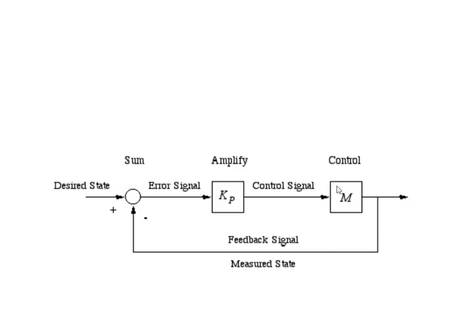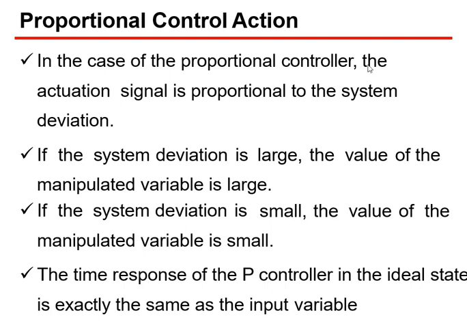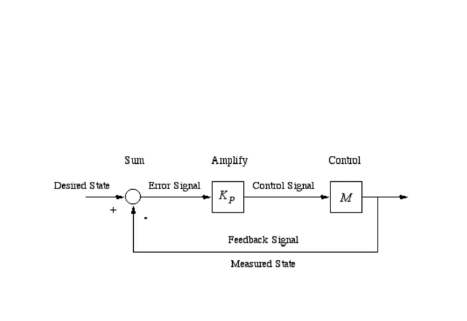If you see, this is the control, this is the feedback signal or measured signal, this is the desired signal or reference input that you have applied, this is the summing point, and the error signal is given over here. Now this error signal will be multiplied by the proportional constant and you get a control signal. In other words, this control signal is proportional to the error signal, and this error signal depends upon the deviation of the system. That's why it is written over here: in case of a proportional controller, the actuation signal is proportional to the system deviation. I think you understood this.